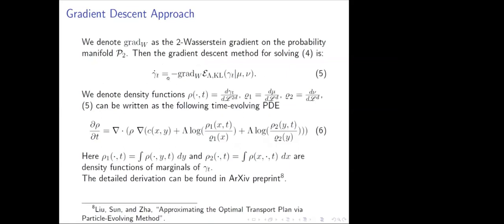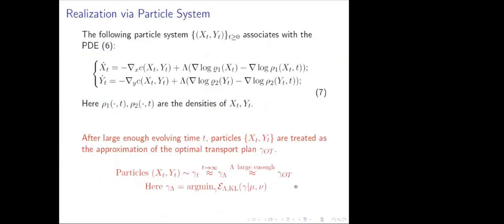Okay, so now let us write down the 2-Wasserstein gradient flow of the functional. It is equation 5. If we denote the density of the distribution gamma t as rho, and similarly rho 1, rho 2 are the densities of the marginal distributions mu and nu, then equation 5 can be written as a time-evolving partial differential equation of the function rho. Here, rho 1 and rho 2 are just the marginals of rho. And the details of the derivation of this PDE can also be found in the arXiv preprint.